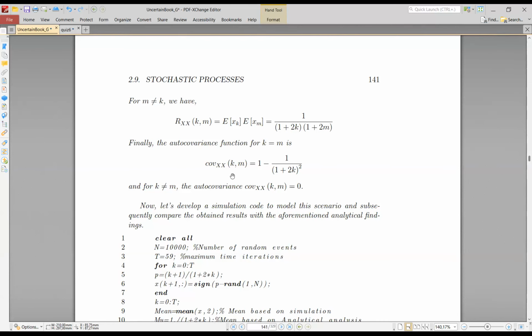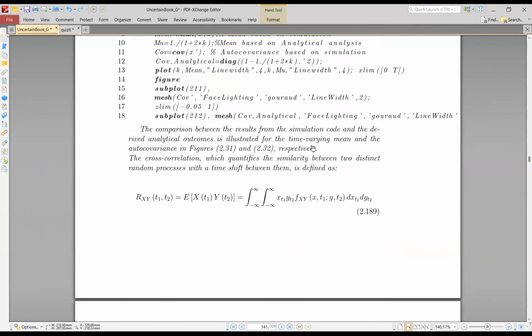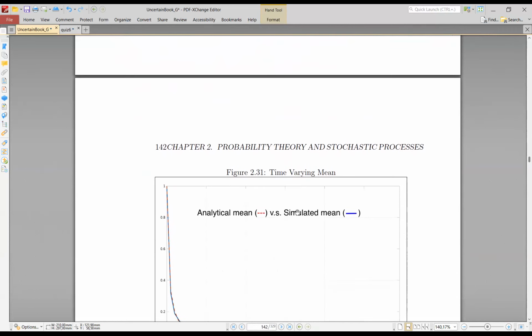Okay, then we have here some simulation that we did for the example.